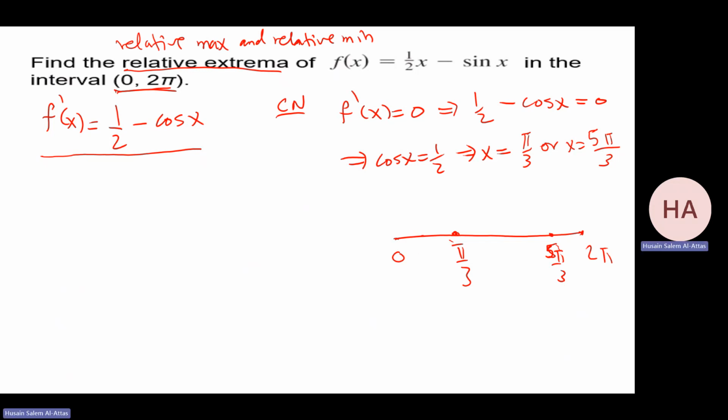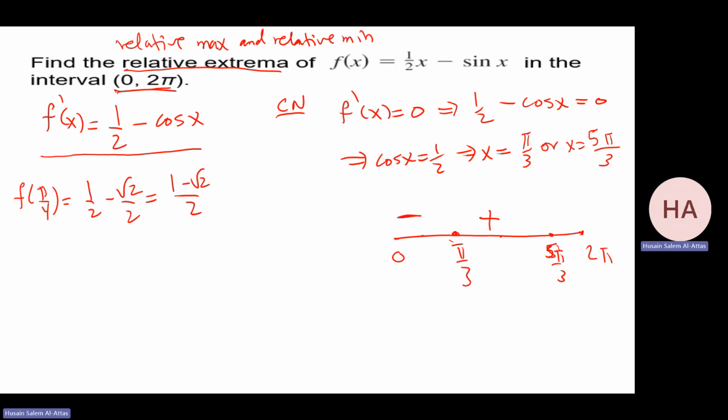I have, for example, pi over 4. So it will be half minus square root 2 over 2. F of pi over 4 will be half minus root 2 over 2, and that will be 1 minus root 2 over 2, which is negative. So that's the negative. Okay. Take a value here. Take pi, for example. So that will be positive. Very clear.